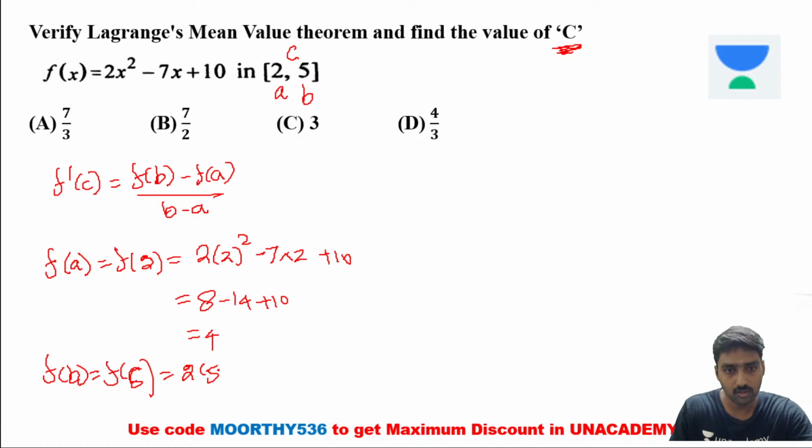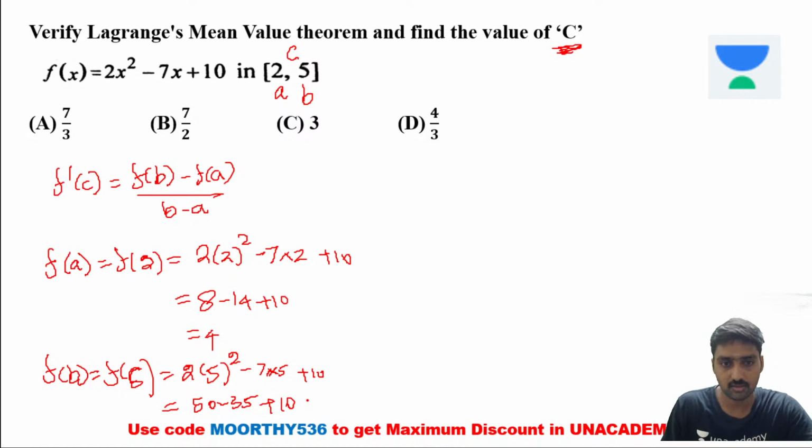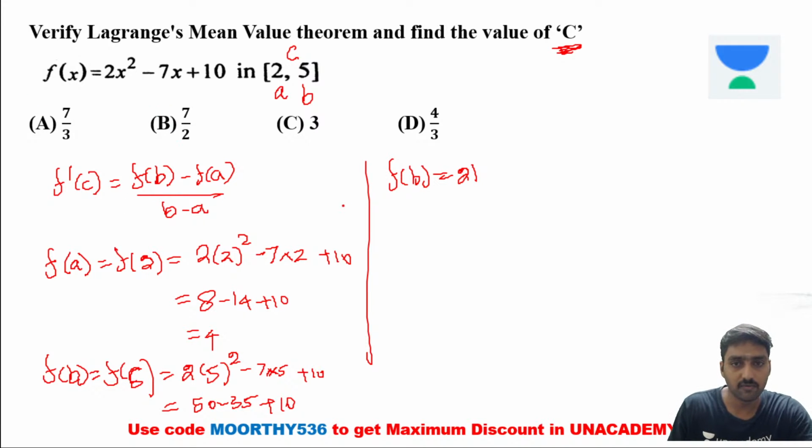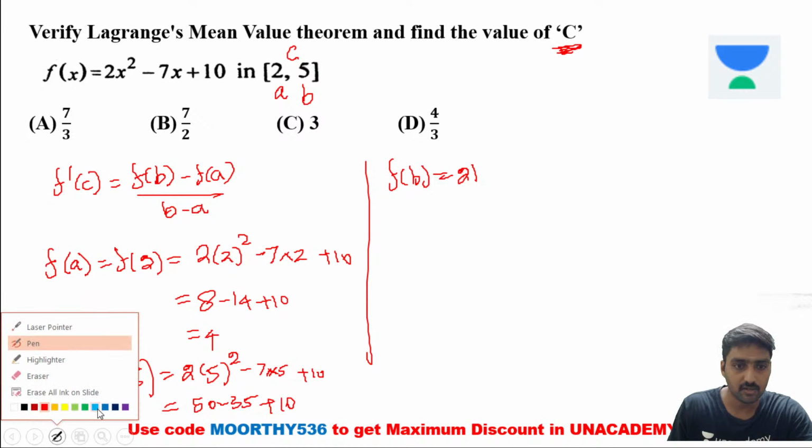Now f of B is equal to f of 5. It's 2 into 5 squared minus 7 into 5 plus 10. 25 into 2 is 50. 50 minus 35 plus 10, now 60 minus 35. So f of B is equal to 25. Now we require the value of f dash of C.